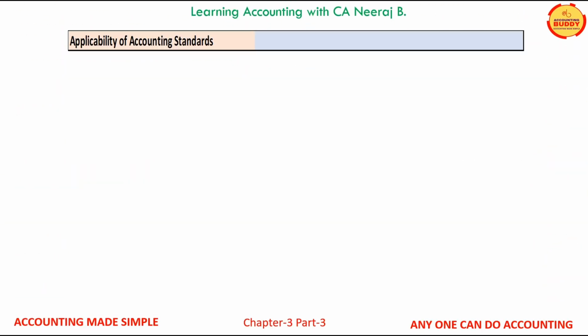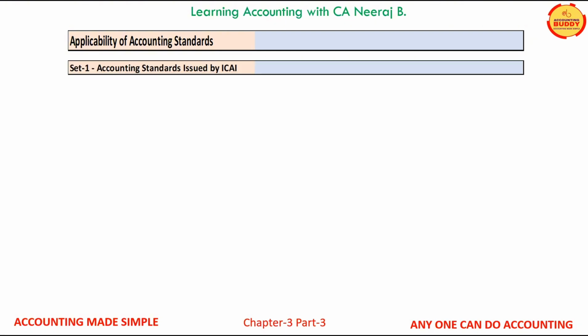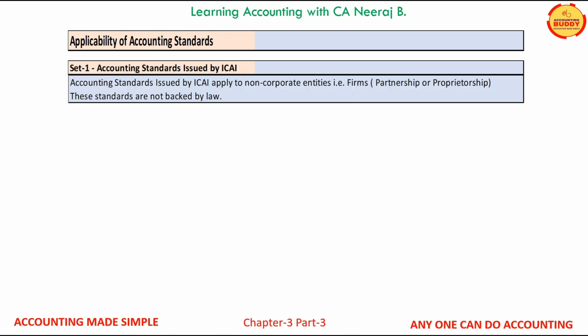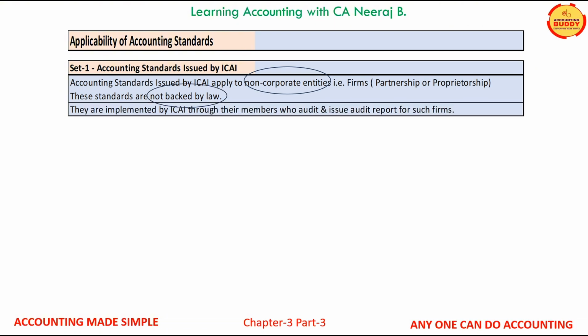There are three sets of accounting standards which are followed in India. Let us understand their respective applicability. Number one, accounting standards issued by the Institute of Chartered Accountants of India. Accounting standards issued by ICAI apply to non-corporate entities. These standards are not backed by law. They are implemented by ICAI through their members who audit and issue audit report for such firms.